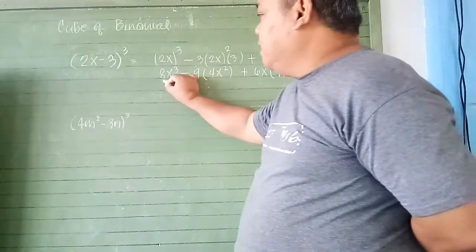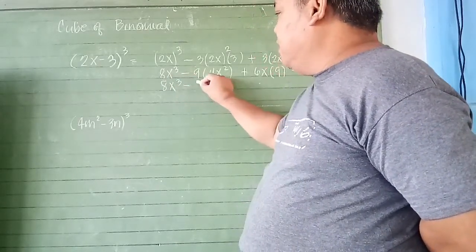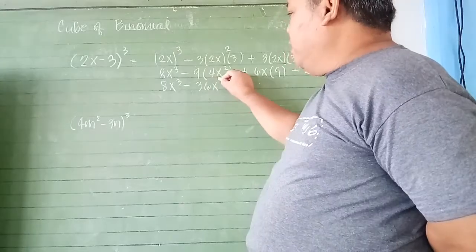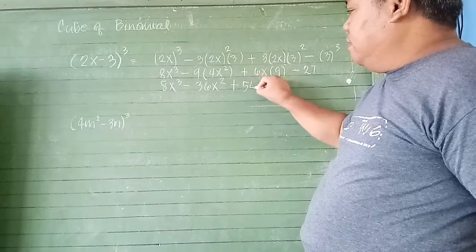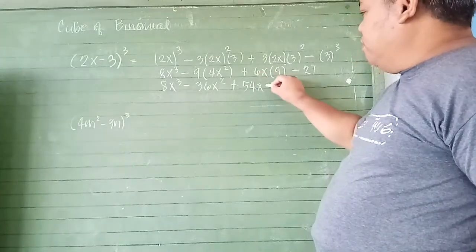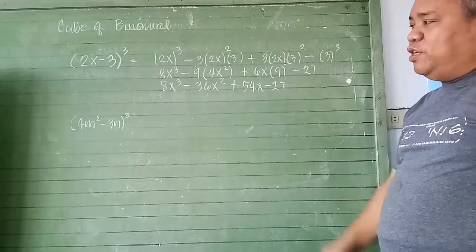Then minus 27, kasi 3 cubed is 27. So, this is 8x cubed minus 36x squared, then plus 54x, then minus 27. So that will be your cube.